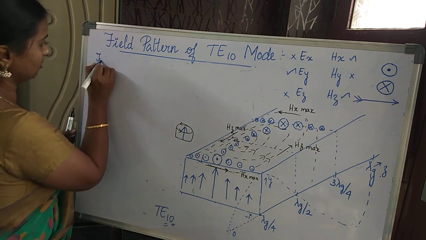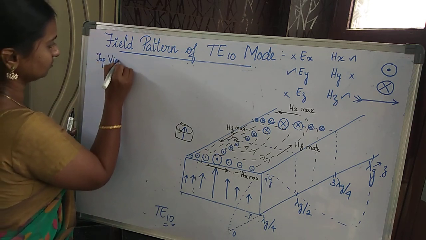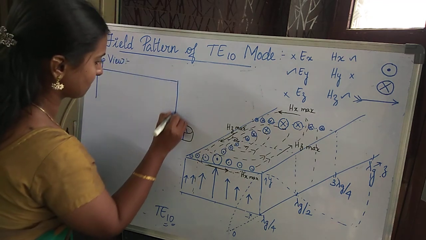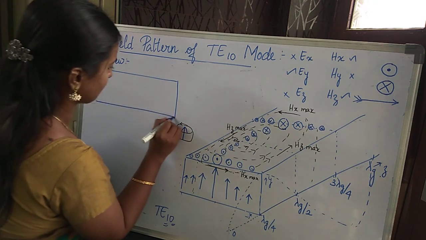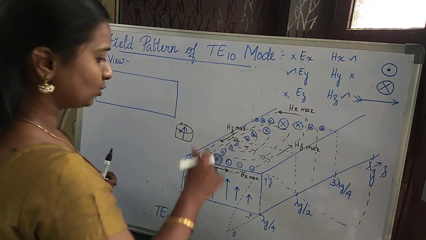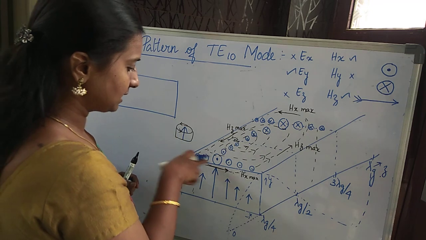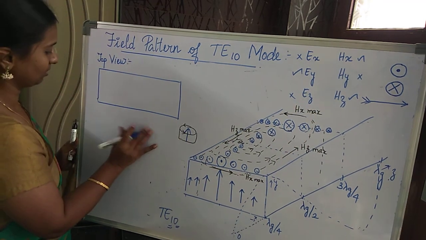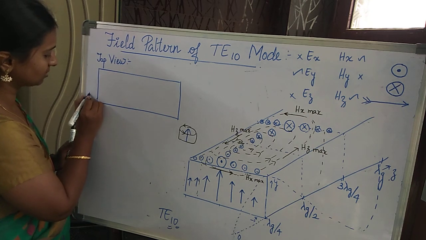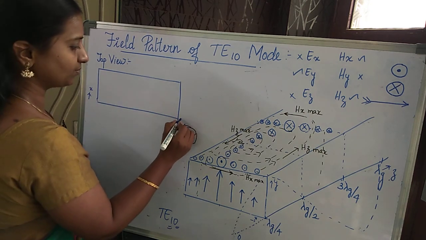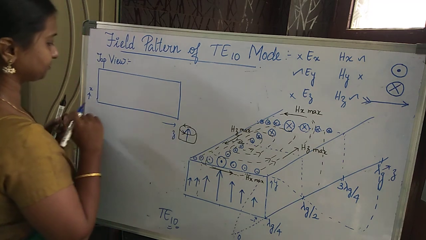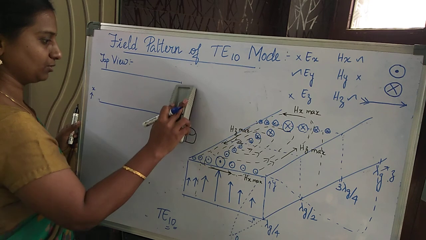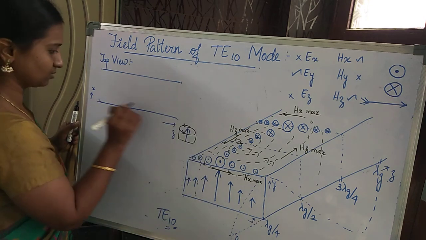So if I take the top view, I will be able to see the X and Z. I will not be able to see Y. So this is going to be X and this is going to be Z. Okay. Let it be open so that we will not get confused.